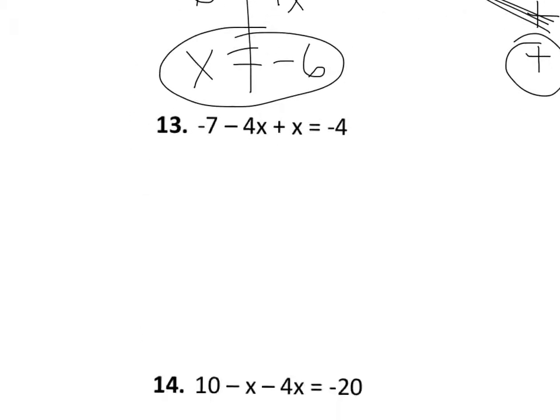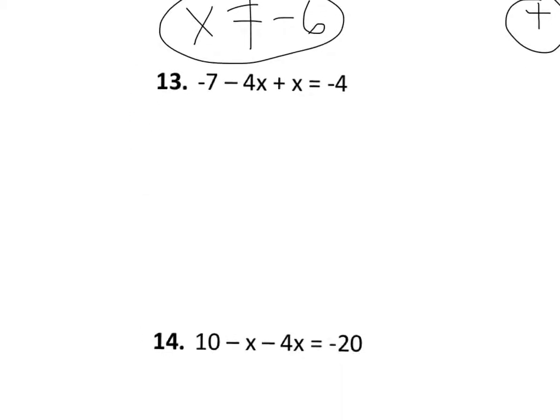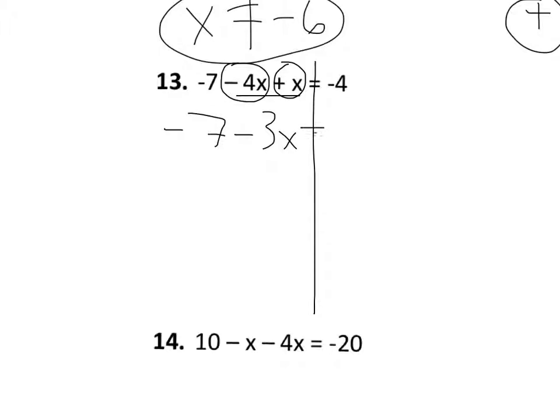Let's try another example. Number 13 here. Notice my strategy. I draw a line down. This is to show that there are 2 sides to the equation. We want to keep it balanced. We're going to combine like terms. That's the negative 4x and x. When we hold the sign, this becomes negative 3x. I'm going to bring everything else down. Negative 7 equals negative 4.